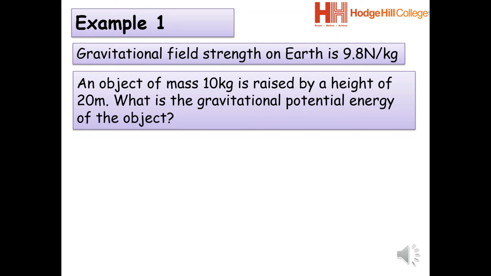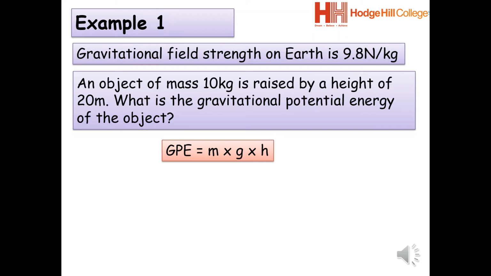So remember, when we are working out answers to questions, the first step is to write down the equation that we are going to use. So we are asked about gravitational potential energy. We are given mass. We are given the units, the number for gravitational field strength, and we are given height. Therefore, the equation that we will use is GPE equals m times g times h.